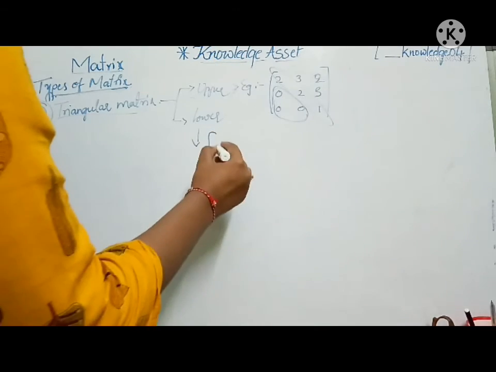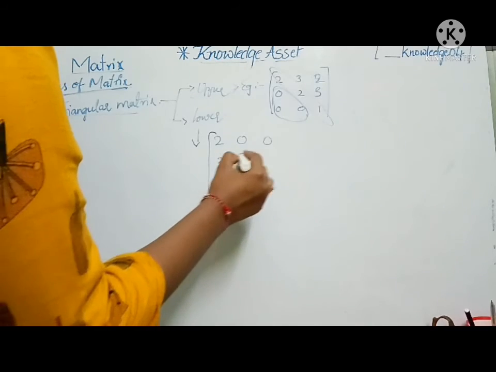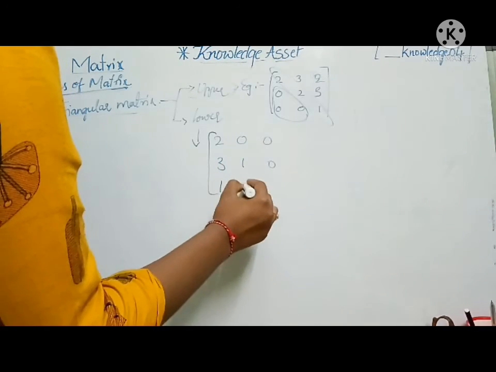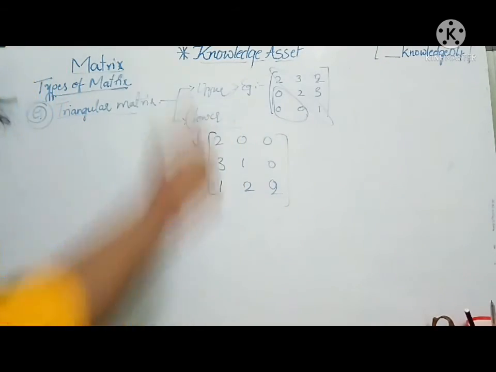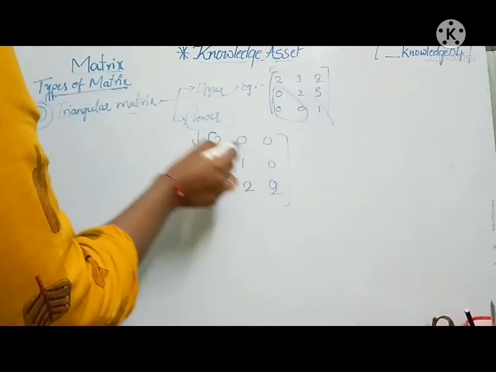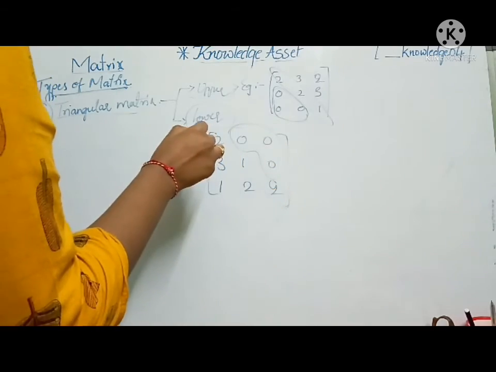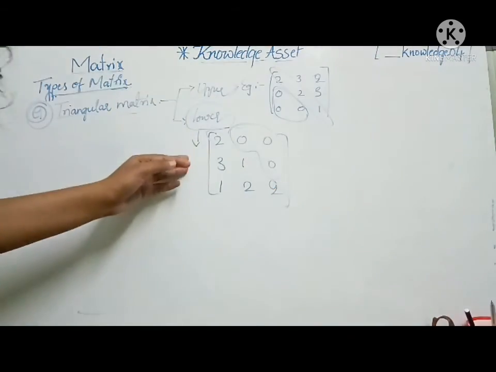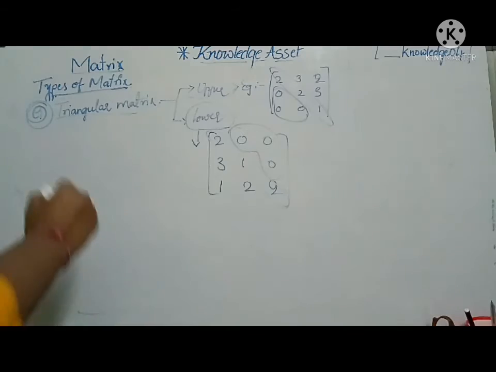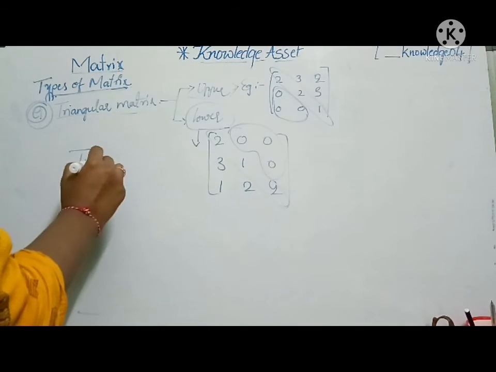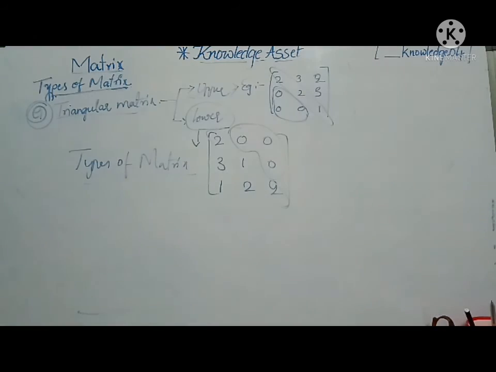And when the elements above the principal diagonal are 0, then it is said to be a lower triangular matrix. Here the elements above the principal diagonal of the matrix are 0, it is called a lower triangular matrix, and when the elements below the principal diagonal of the matrix are 0, it is called an upper triangular matrix. This is all about types of matrix. Okay, we are done with the types of matrix.